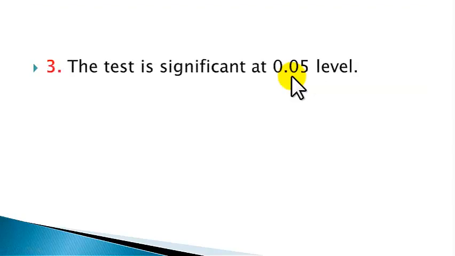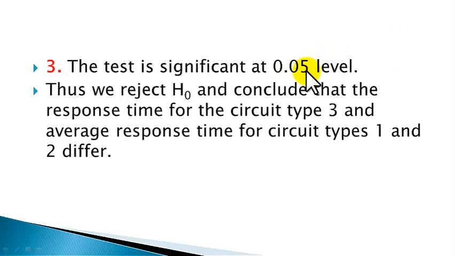And lastly, we were to test the hypothesis that the effect of circuit type 3 is the average effect of circuit type 1 and type 2, against the alternative that they are not equal. Again, at alpha equals 0.05 level, the test is significant. We therefore reject H0 and conclude that the response time for circuit type 3 and the average response time for circuit types 1 and 2 differ.